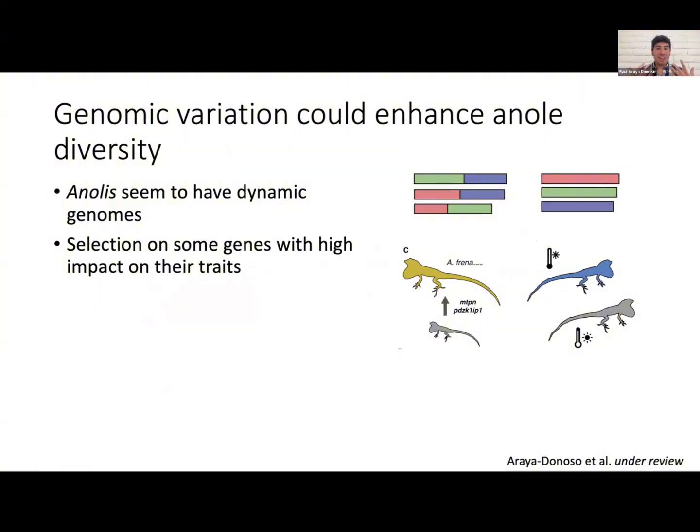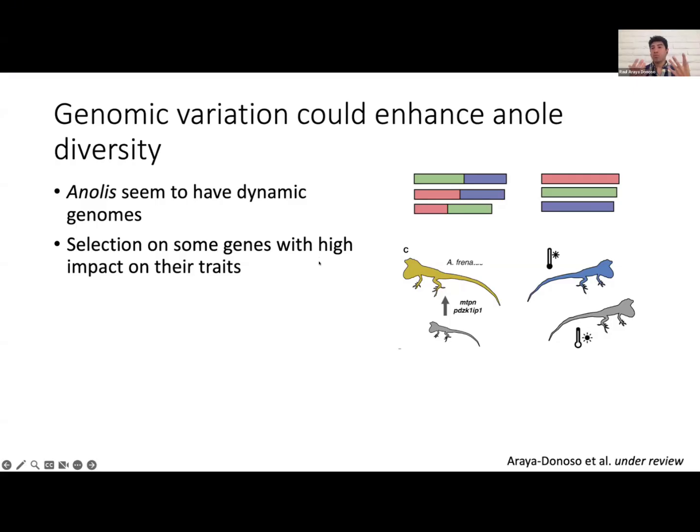So just to sum up what we found with anoles: anoles have dynamic genomes, and we saw that in their different structural rearrangements. We also found other cool things that I'm not showing you today, but I will be happy to discuss more. And we also found signatures of selection on some genes with high impact on their traits, such as the genes associated with lipid metabolism for Anolis carolinensis or the muscle development for Anolis frenatus.